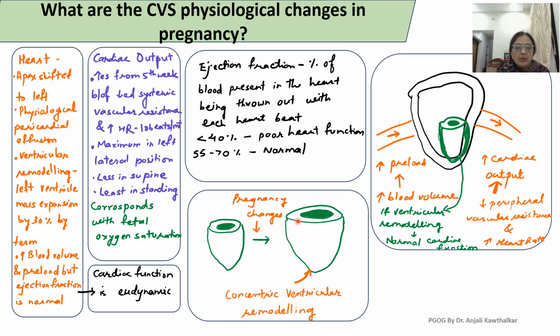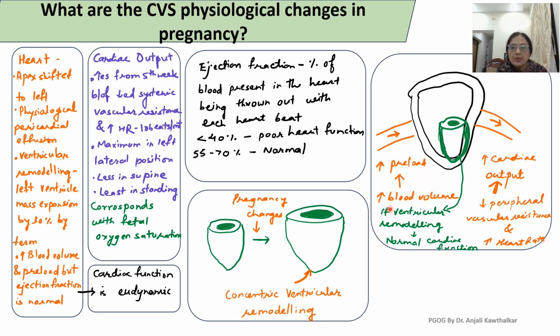Now the ventricular remodeling which takes place is concentric ventricular remodeling. Suppose this is the normal left ventricle, and this is the left ventricle during pregnancy. As we can see, there is an increase in the mass. Left ventricle mass expands by 30%, and because of this change in the left ventricle, the heart can throw the increased amount of blood into the circulation with the increasing preload, ultimately leading to a normal cardiac function.